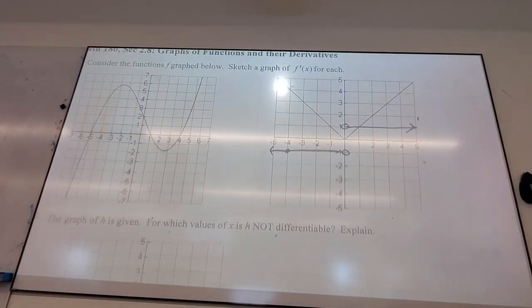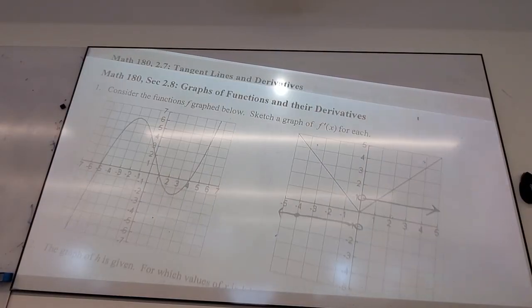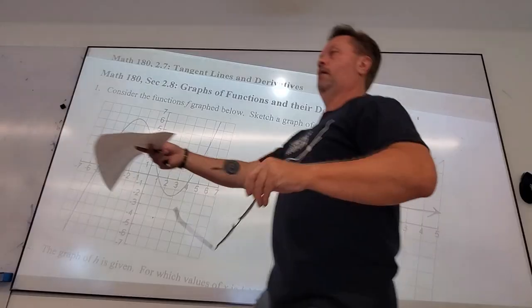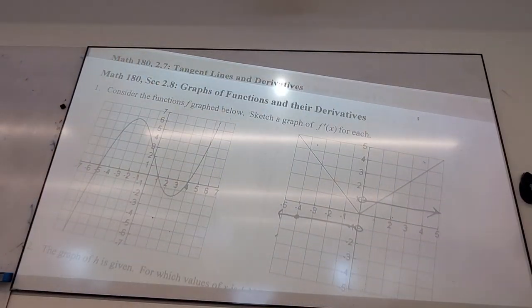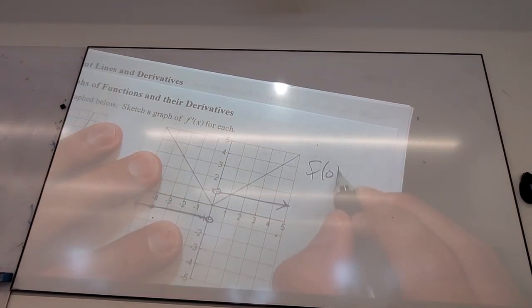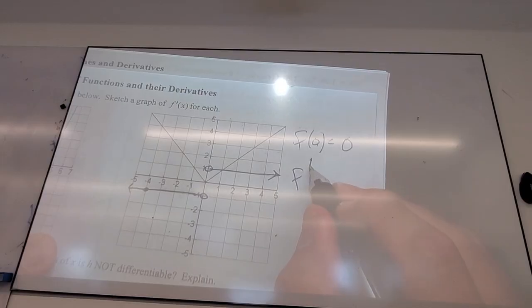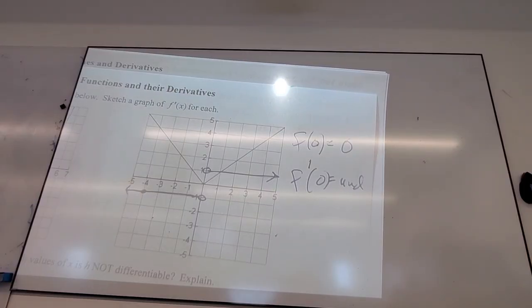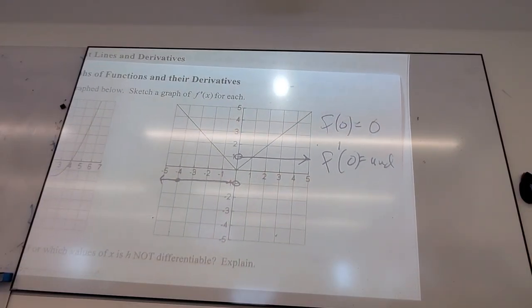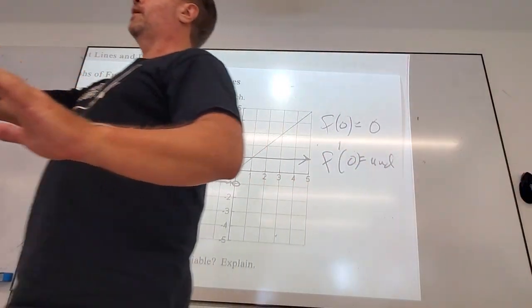Does anybody else need this one? Remember we did this one last time? If I ask you what f of 0 is, what is f of 0? 0. If I ask you what the slope at 0 is, then it's undefined. The function value is perfect there. In fact, is it continuous through 0? Yes.